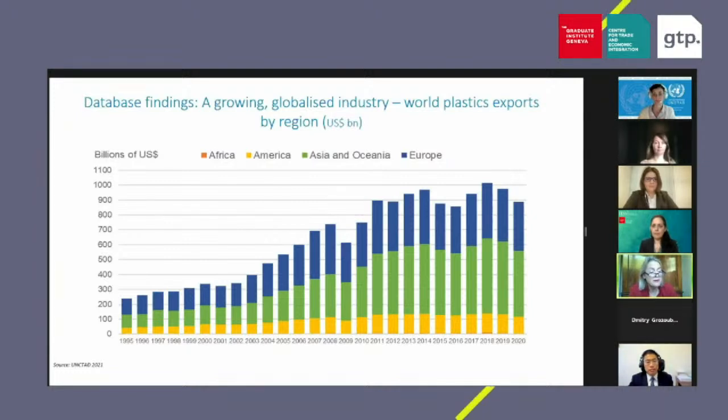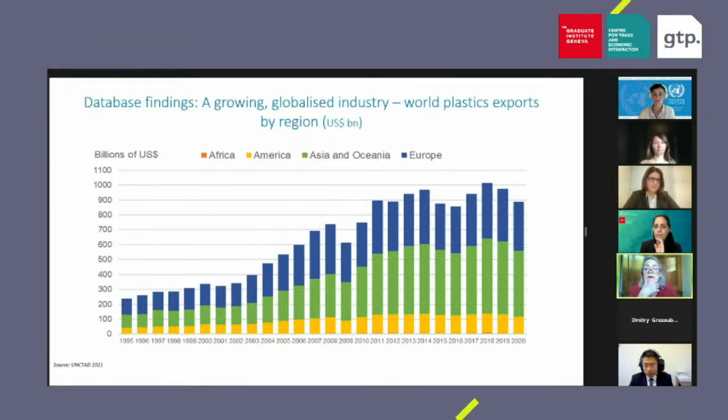But what we do see is that the trade in plastic has fallen 7% in the last year. And what we don't know is, is this because of the slowdown of trade generally, or is this something more significant? And we simply don't know that yet. We need more information to be able to understand that better.